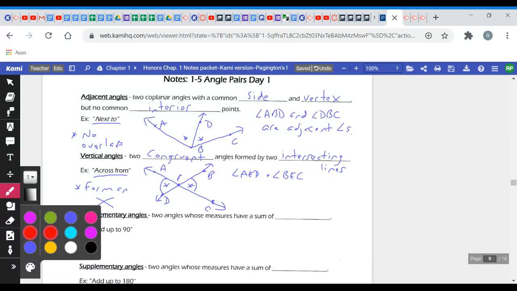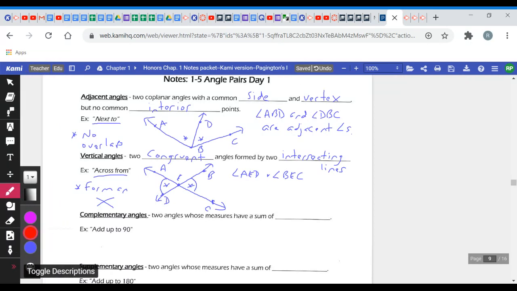Okay, if I switch colors here, then I can also find another pair of vertical angles. In this case, it'd be angle AEB and angle DEC. So I would be referring to this angle and this angle. And again, they would be congruent to each other. I'm going to put 2 marks because they're not necessarily the same measure as the other two congruent angles, but they would be a pair of vertical angles.